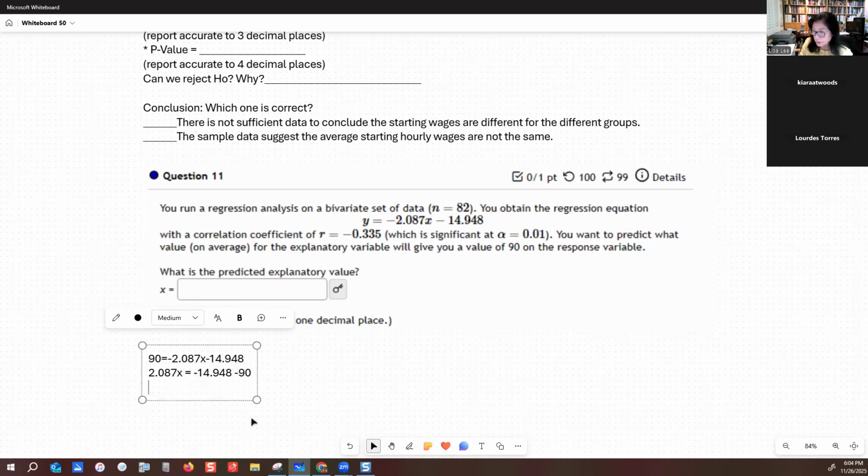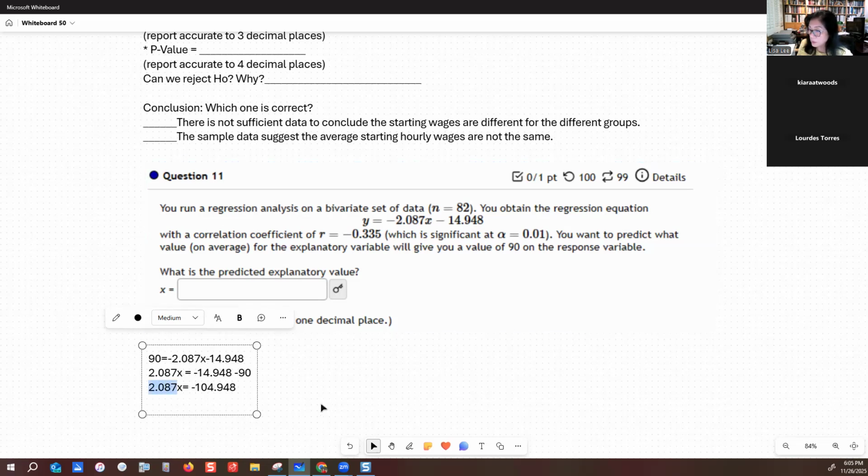Then you just need to combine like terms, right? x equals, and you just need to combine these two negative numbers: 14.948 adding with 90. They're both negative, so you add together as a negative 104.948, okay? Then remember how to solve an equation? We just need to divide, right? Divide out.